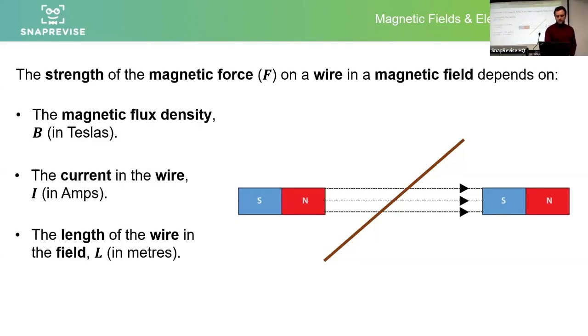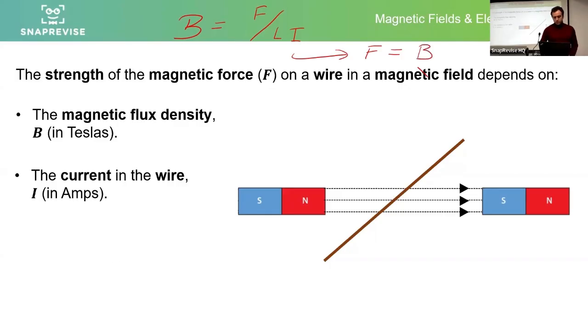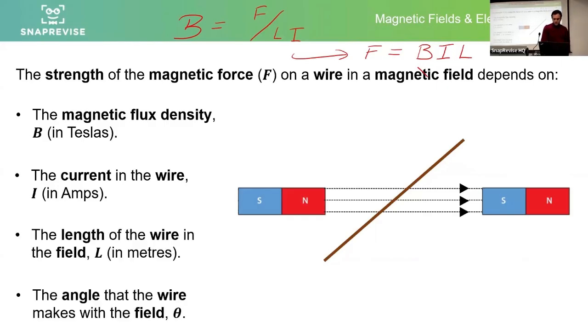We said, when we defined the magnetic flux density, that it was the force per length per current. You can rearrange this to say that the force on a wire, the force whose direction we worked out on the last page, what's the strength of that force? It is the magnetic flux density times the current times the length. The only other factor we need to add to that is that the force is at a maximum when the wire is perpendicular to the field.